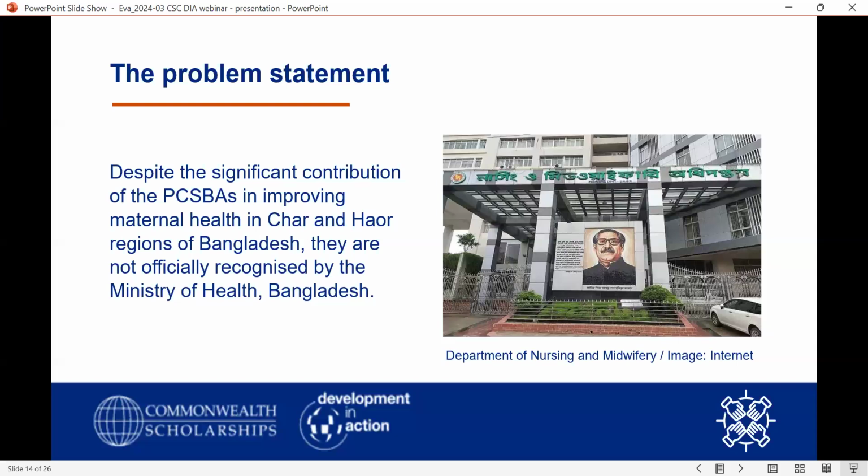A major reason behind this is that the government of Bangladesh is promoting institutional delivery. However, it is seen that the capacity of the government in the remote Chor and Haur areas in providing healthcare facilities is very limited. So the Chor and Haur dwellers mostly rely on traditional birth attendants due to remoteness, poverty, and socio-cultural barriers and beliefs, and so they remain out of the coverage of institutional deliveries. So this is our problem statement.